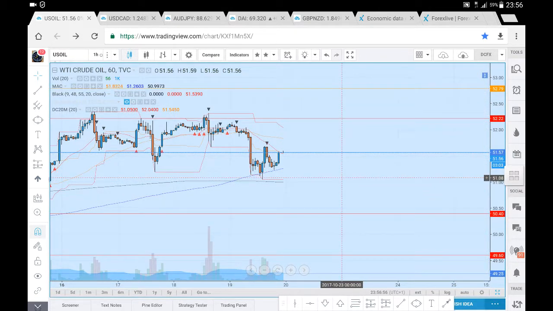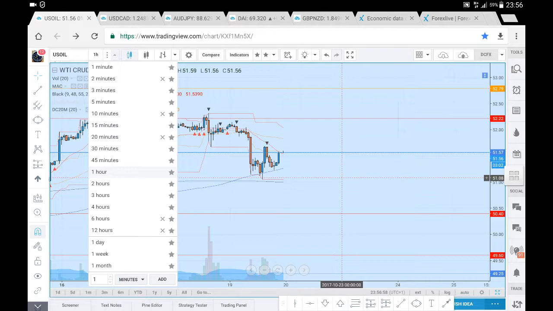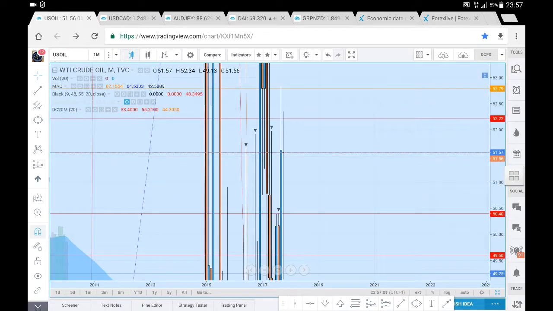So let's just have a look at the higher time frames and see how prices are developing, and see if there are further clues as to where we expect prices to go.